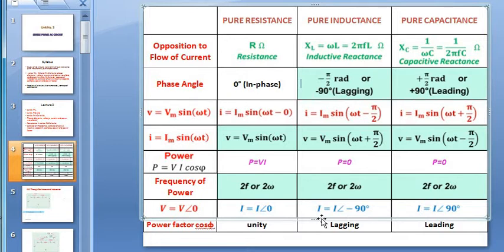For pure inductance, what will be I? I is equal to I at an angle minus 90 degrees. If V is starting at 0, the current will start after 90 degrees. Therefore, minus 90 degrees. These equations are required when we are plotting the phasor diagram.